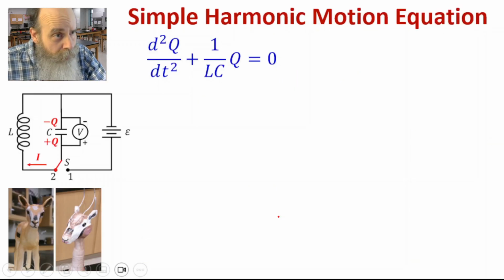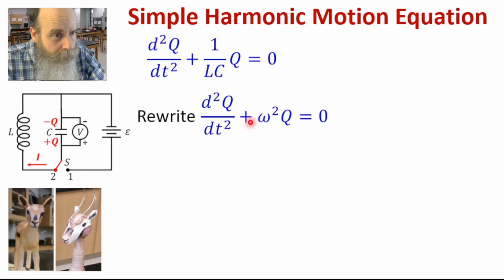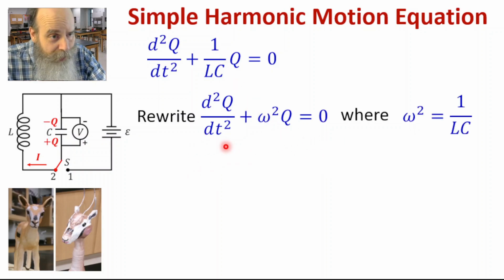This is the equation that describes simple harmonic motion. Here's our equation. Let's rewrite it like this. We'll replace 1 over LC with omega squared. This is the standard form in which we usually see this equation. And we know what the solutions are.